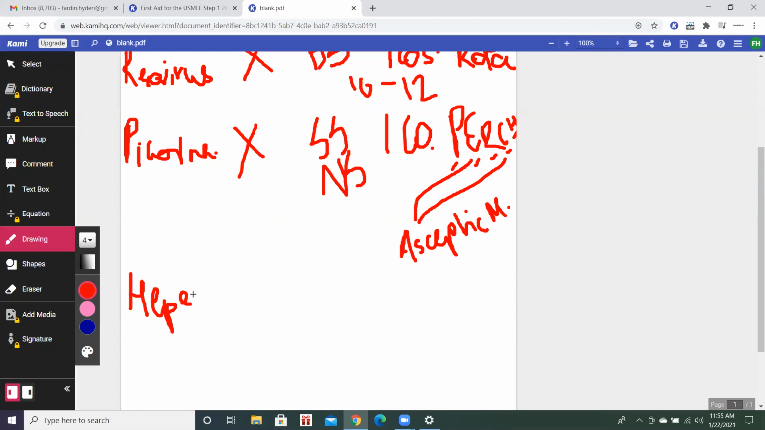Hep E virus, is it envelope or not envelope? Fast answers, please. We want to talk about the not envelope. Okay, single-stranded or double-stranded? Single-stranded. Positive or negative strand? Positive strand.